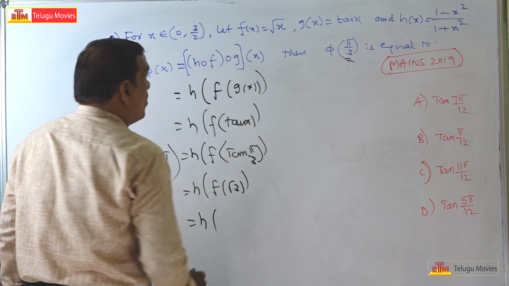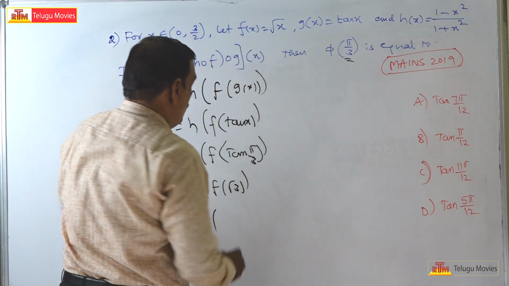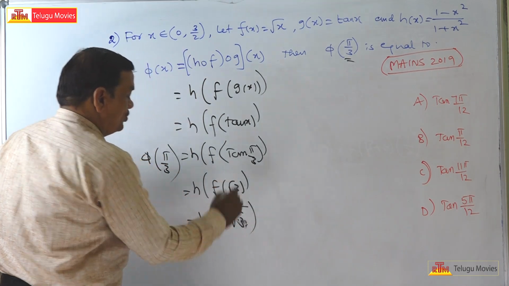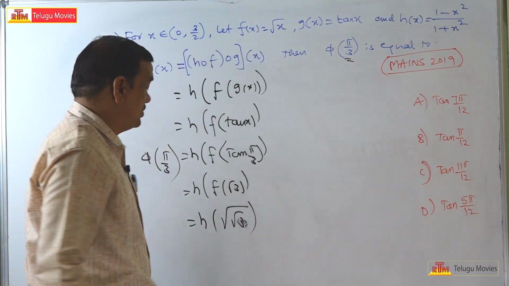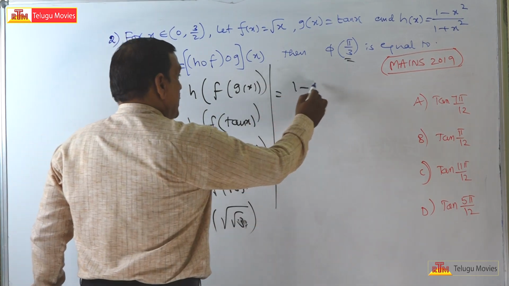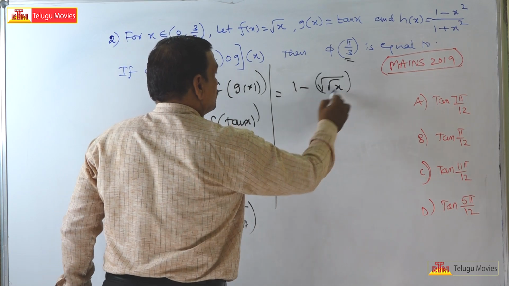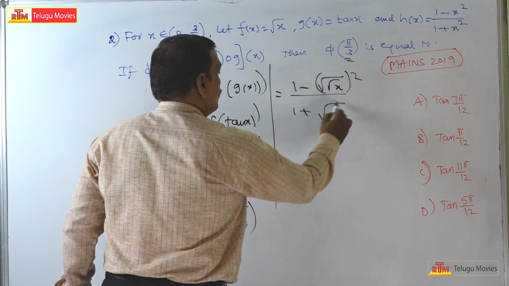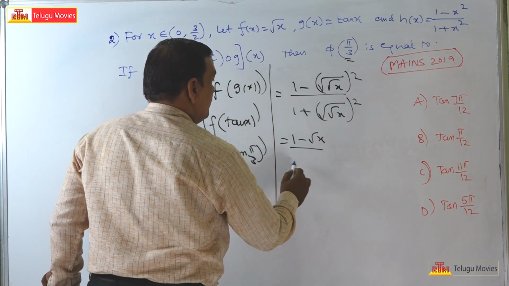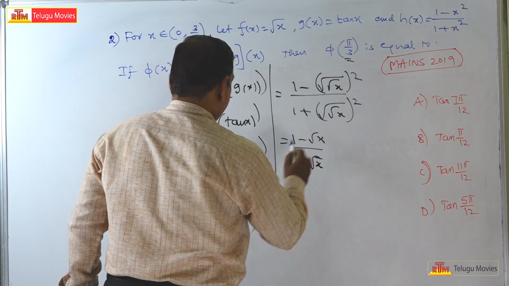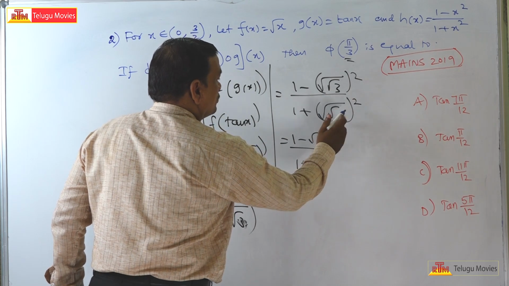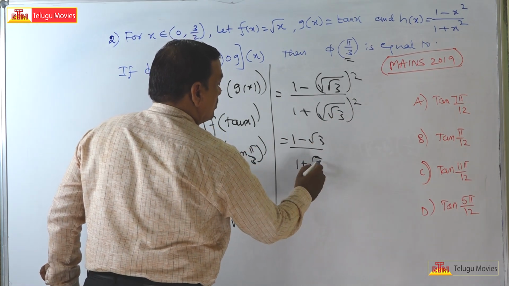So, this is f of root 3, which is equal to root of root 3, root of root 3. So, this is root x, understand. So, h of root 3 is equal to 1 minus root of root 3 whole square by 1 plus root of root x whole square. This is 1 minus root x by 1 plus root x. So, here root x means root 3 here. So, here 3, here also 3, here also 3, here also 3.